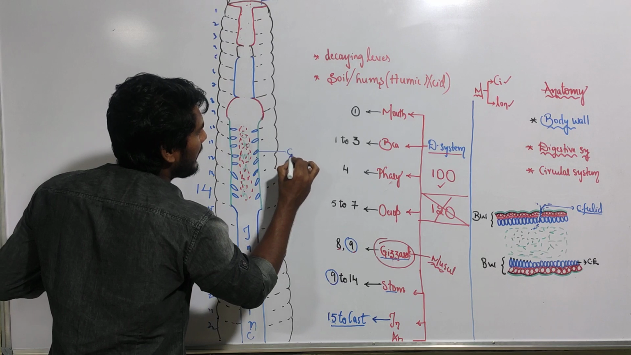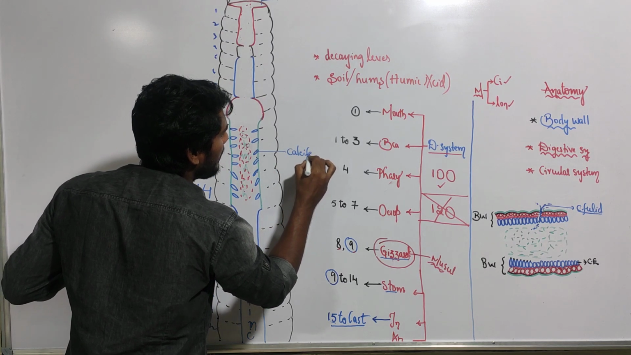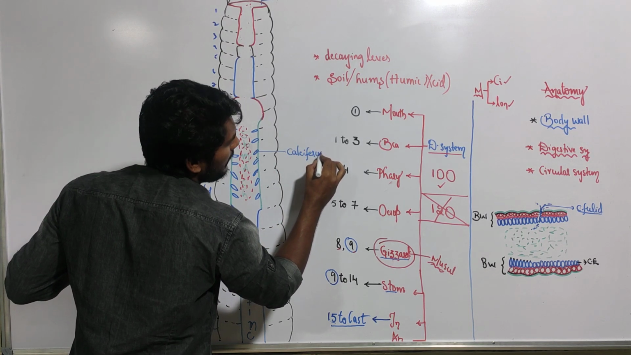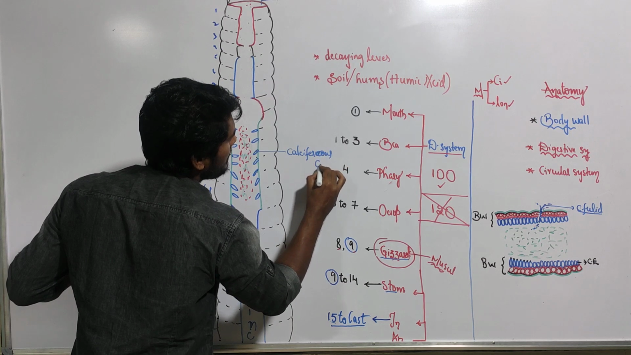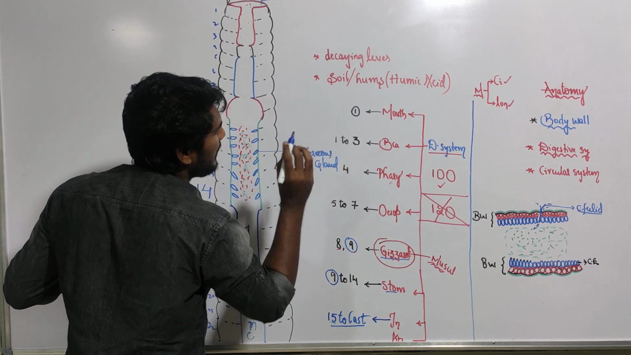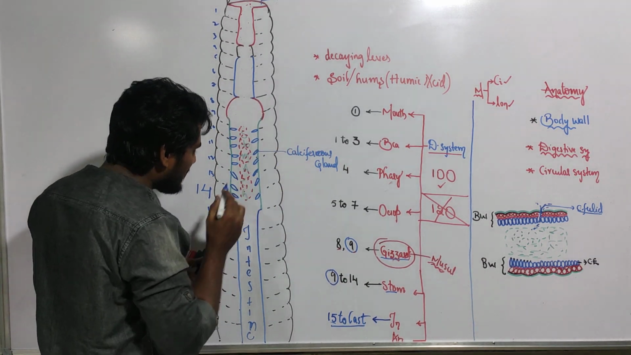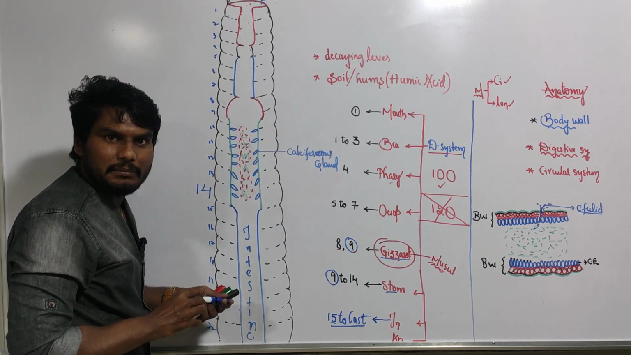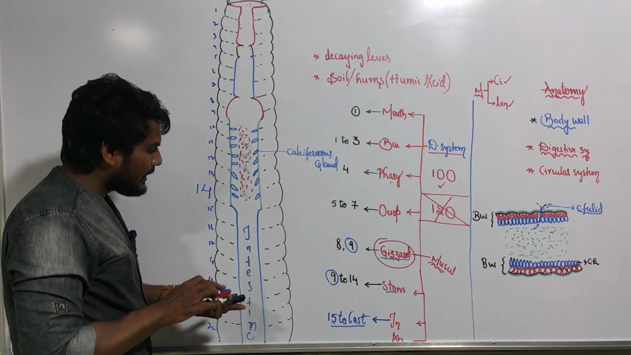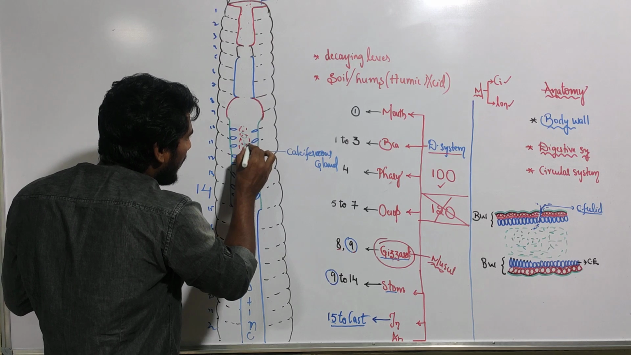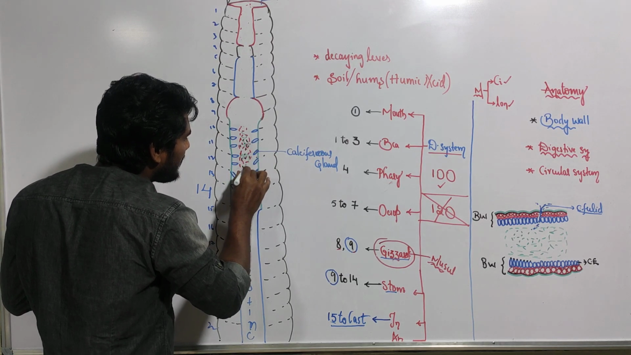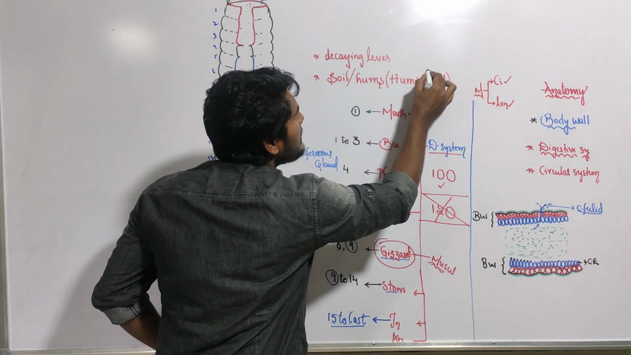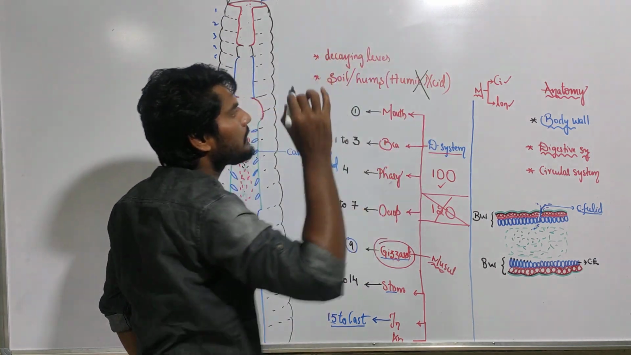Important term: calciferous, C-A-L-C-I-F-E-R-O-U-S. Calciferous gland. You know, a gland's function is what? Secretion. Now these calciferous glands are secreting something. That secretion is mixed with the food and neutralizes the humic acid.